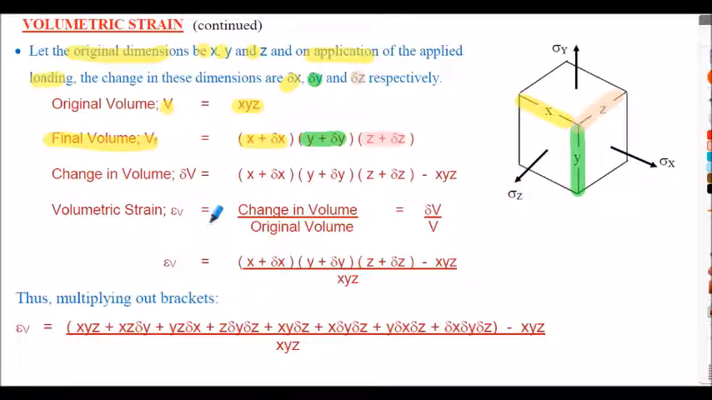If we want to find the change in volume, which often is what we're looking for, I've called it delta V here, then it would be the three brackets again multiplied together for the three different dimensions now that we have because of the applied loading, and we would take from that the original volume, which we've calculated up here. That would be the algebraic equation finding the change in volume, delta V.